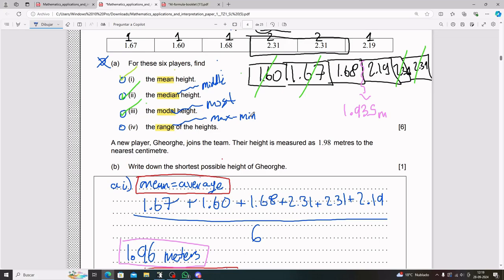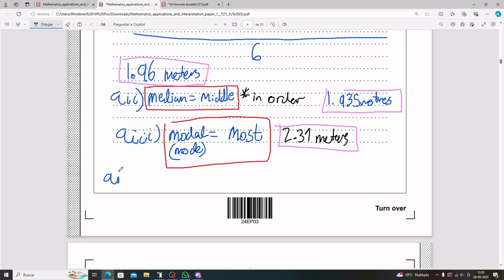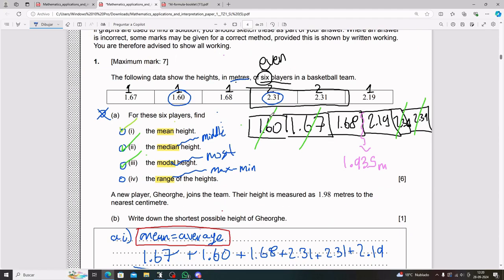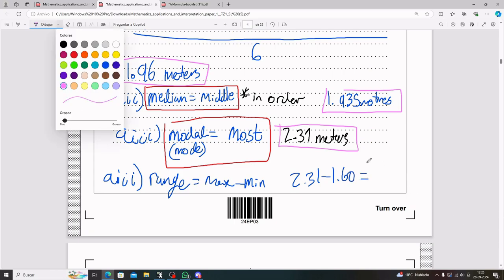And so if you're talking about all your options, you've got to do the max minus the min. In this case, the maximum value, the highest, is 2.31, while the lowest is 1.60. So for the range, it's quite simply, we will associate range to max minus min. In this scenario, we have 2.31 minus 1.60, which will give me my final answer, which will be in pink.